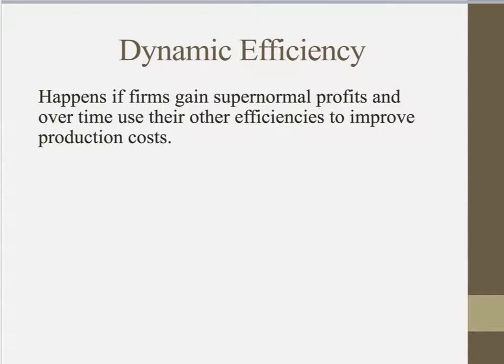Dynamic efficiency is essentially when you are productively efficient and also allocatively efficient, but it's essentially the idea that if your firm gains supernormal profits, over time you can use these efficiencies to improve your production process. So you can drive costs down, you can put in elements of research and development to make sure that your product is actually producing at its lowest possible value and becoming dynamic in its production process, therefore driving costs down. So essentially it's static efficiency, which is where you're productively efficient and allocatively efficient, and over time you eventually become dynamically efficient.